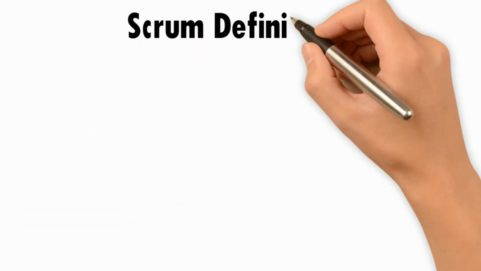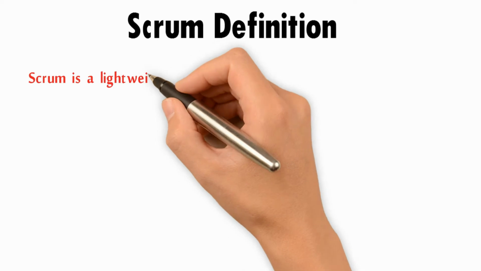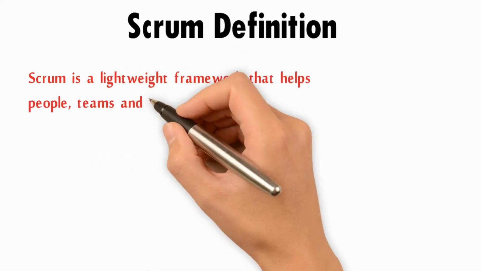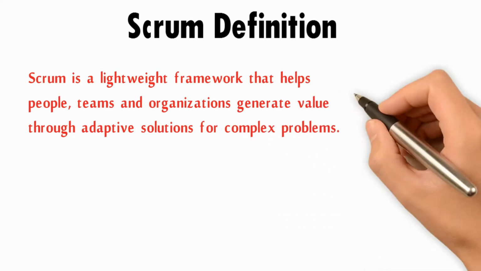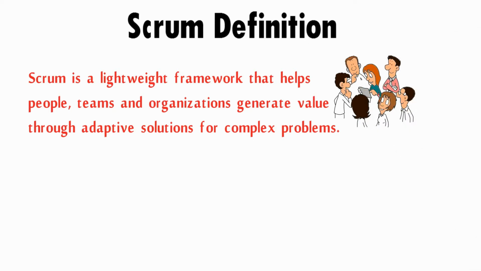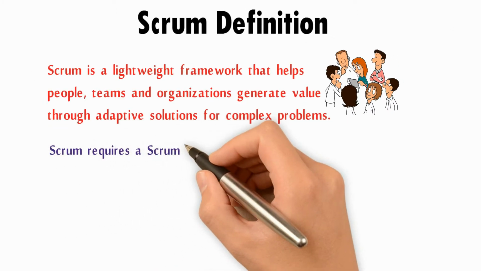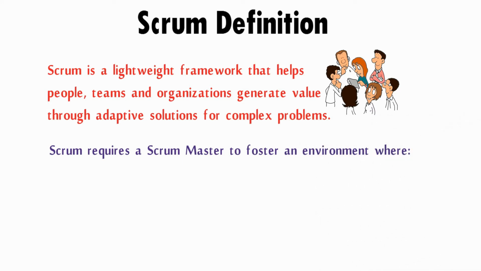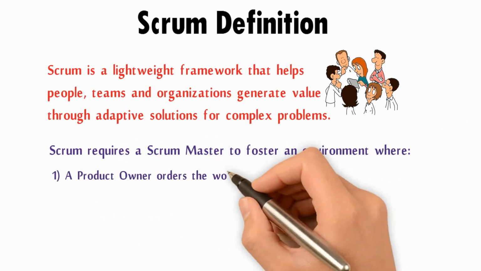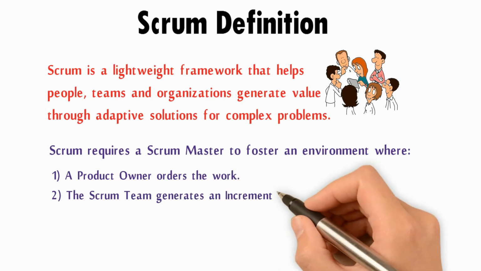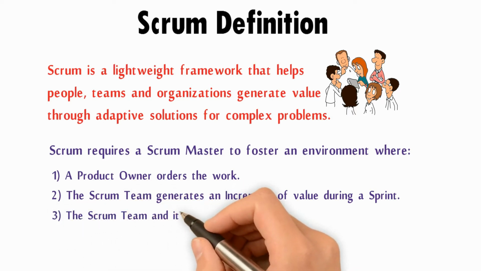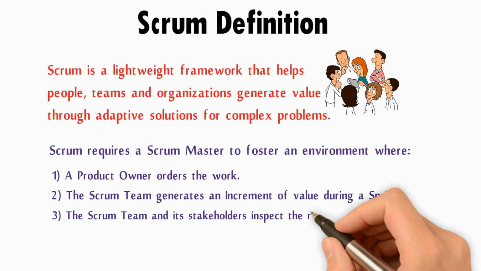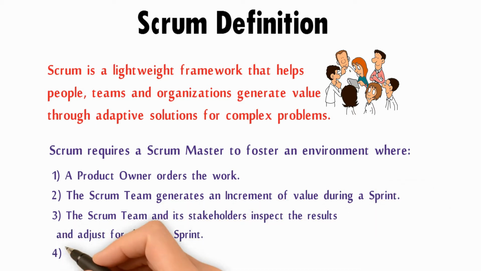Scrum Definition. Scrum is a lightweight framework that helps people, teams, and organizations generate value through adaptive solutions for complex problems. Scrum requires a Scrum Master to foster an environment where: 1. A Product Owner orders the work. 2. The Scrum Team generates an increment of value during a Sprint. 3. The Scrum Team and its stakeholders inspect the results and adjust for the next Sprint. 4. Repeat.